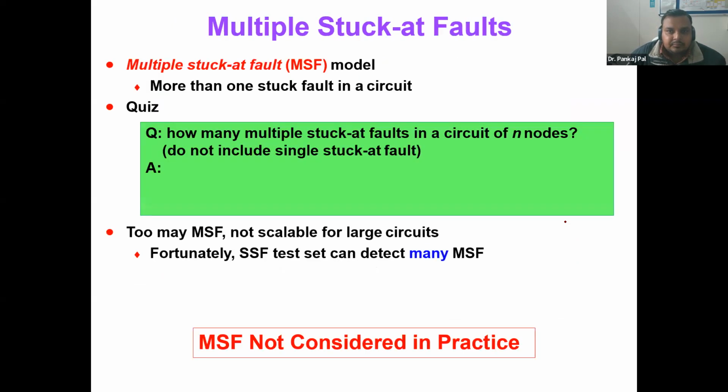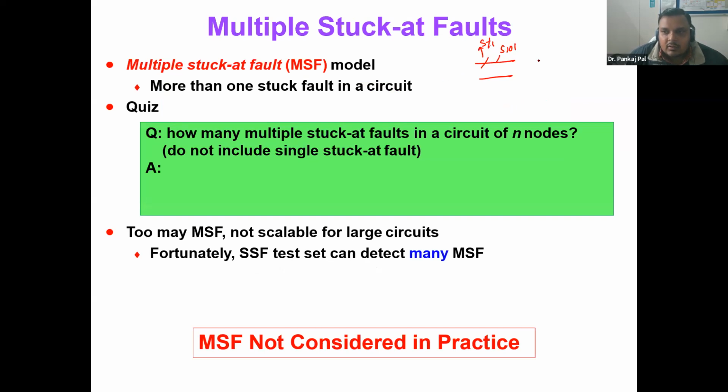There are also multiple stuck-at faults, but in general, I just wanted to tell you that we are not going to find the multiple stuck-at faults. What is the meaning of multiple stuck-at fault? It means there may be a fault present in this line. It may be stuck-at-1, stuck-at-0, or maybe fault free. So there are multiple stuck-at faults, but the problem is that they are too many, and we are not able to find them.